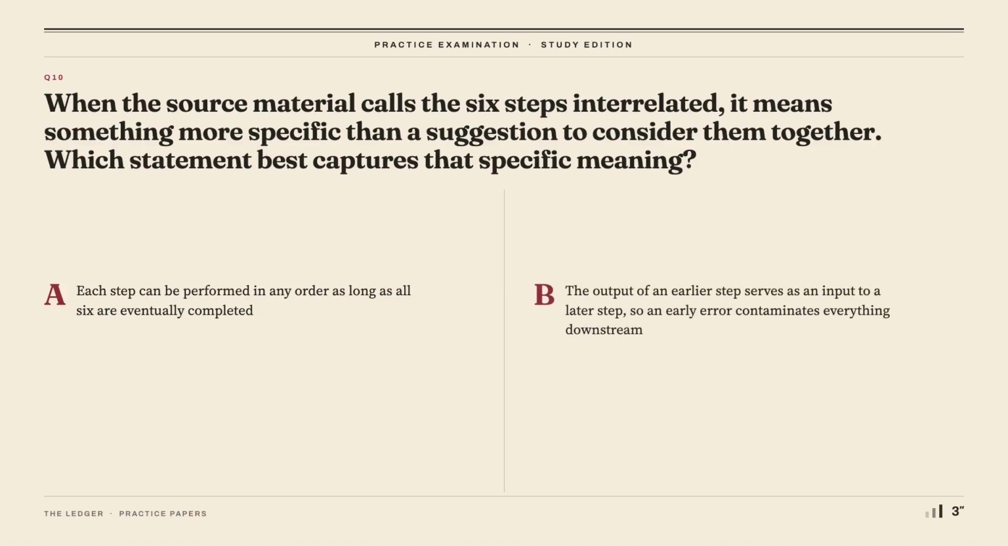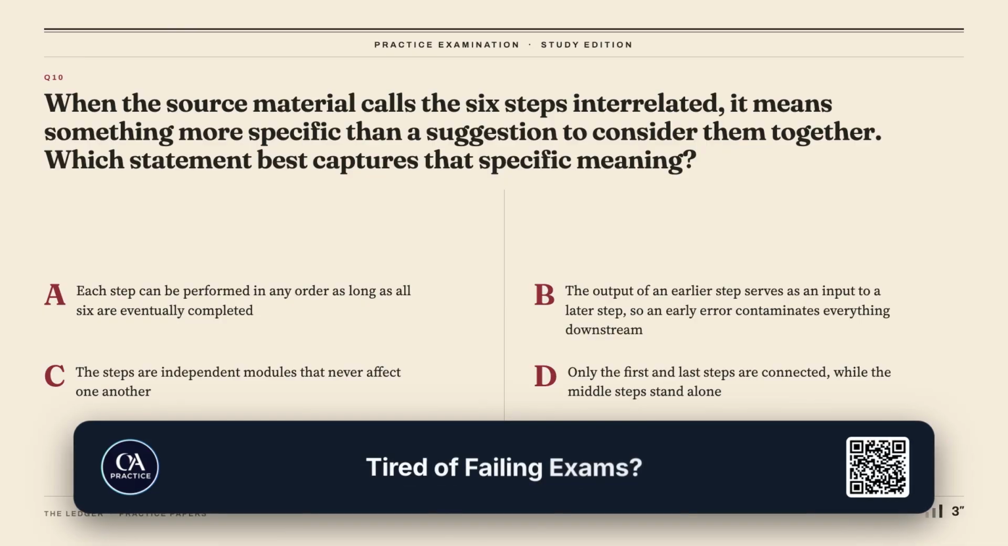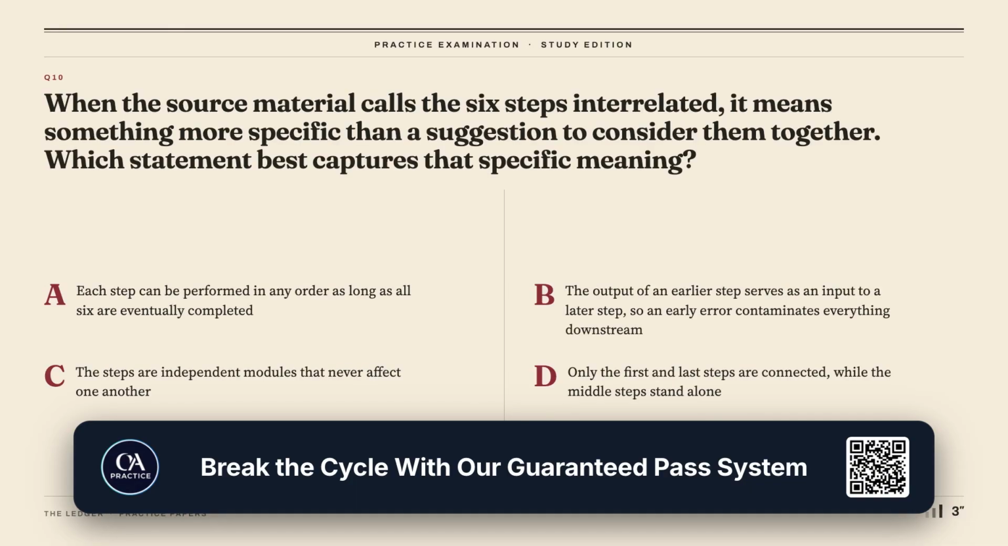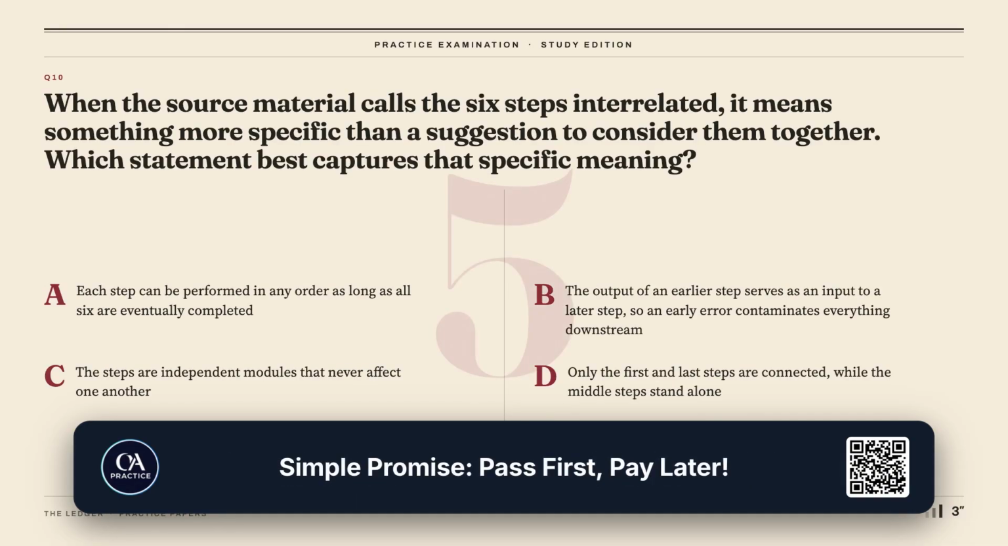B. The output of an earlier step serves as an input to a later step, so an early error contaminates everything downstream. C. The steps are independent modules that never affect one another. D. Only the first and last steps are connected, while the middle steps stand alone. Take a second. Which answer would you pick?